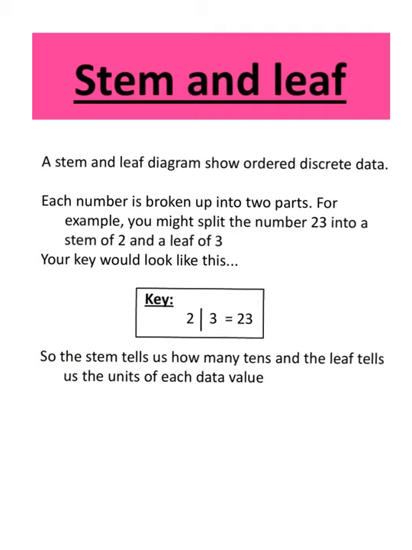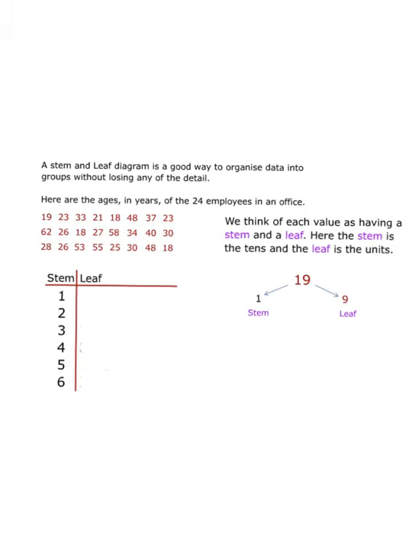Stem and leaf. A stem and leaf diagram shows ordered discrete data. Each number is broken up into 2 parts. For example, you might split the number 23 into a stem of 2 and a leaf of 3. Your key would look like this. So the stem tells us how many tens and the leaf tells us how many units each data value is. Here is an example of a stem and leaf diagram.